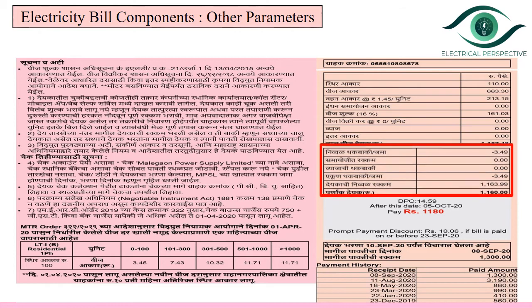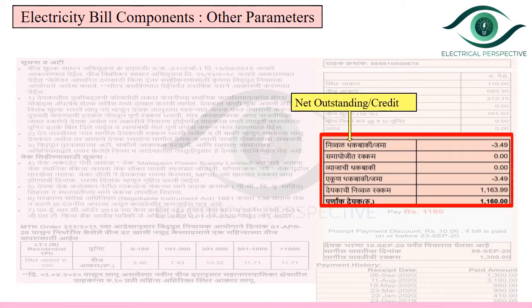Now next are the Nivval Thakabaki or Jama, which means the net outstanding or credit amount. If the consumer has failed to pay the bill amount or has not paid it before the due date, then the company recovers it from the consumer as an outstanding amount. On the other hand, if you have paid an overbilled amount in the previous month, then that amount will be deducted from the current bill amount. Then next one is the Samayojit Rakkam, which means the adjustment amount. These are the charges debited or credited in the bill due to the bill revision or adjustment done.